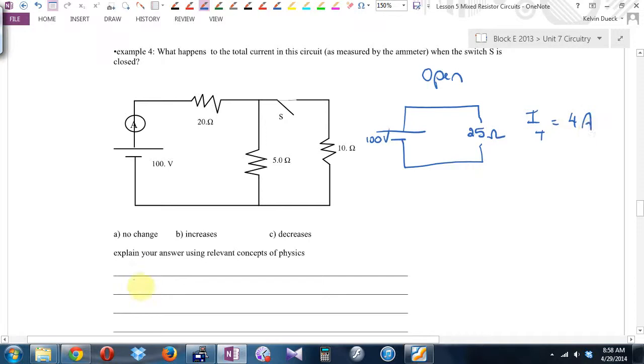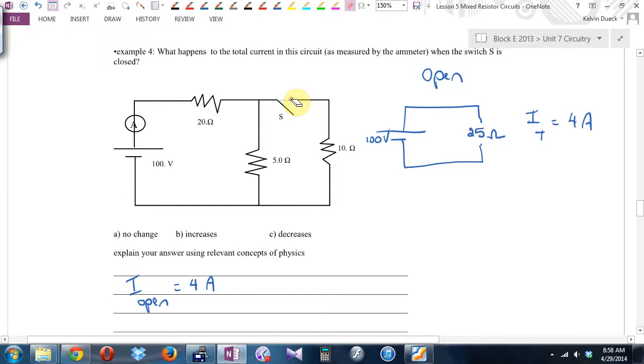So let's go like this. I open equals 4 amps. This is part of our proof. Now we're going to close the switch. Can you just imagine it closed? If you really want to, you can draw it in, but I'm just going to imagine it closed. How does that change?